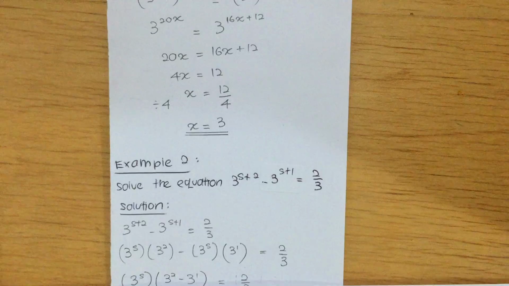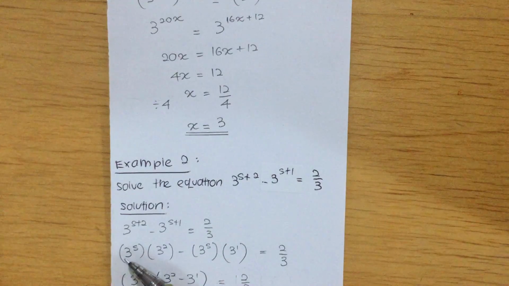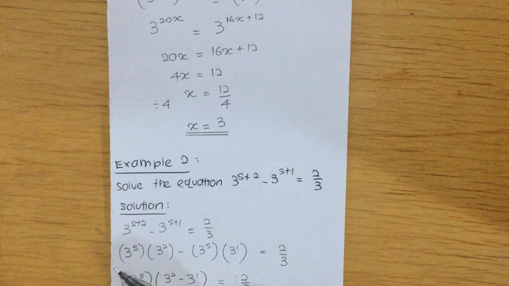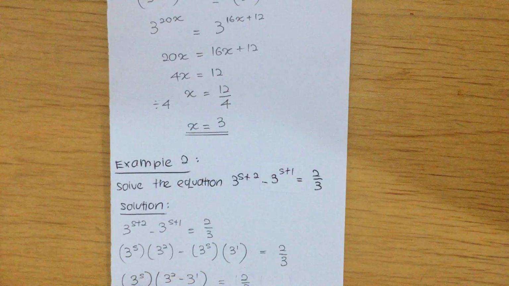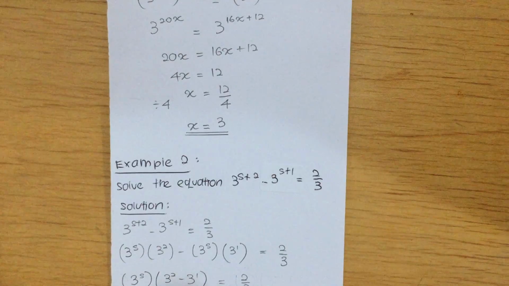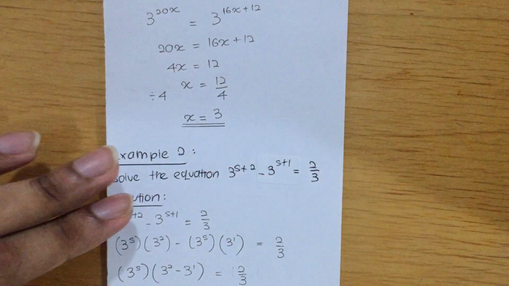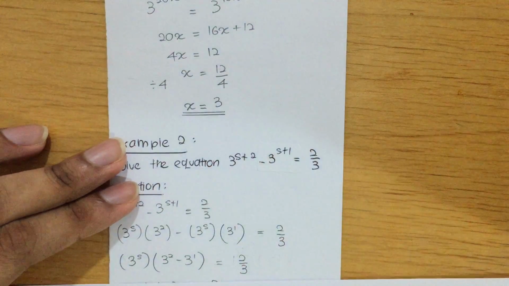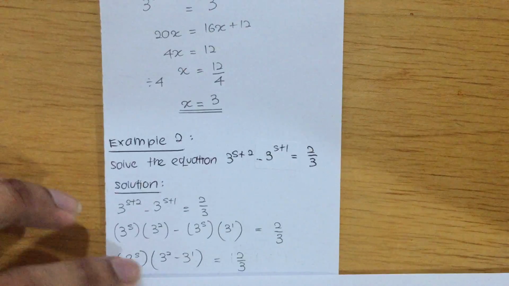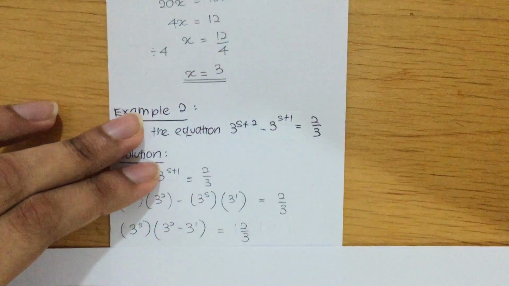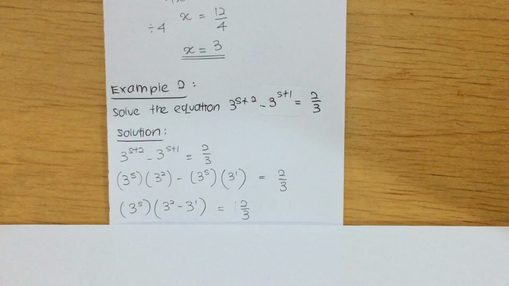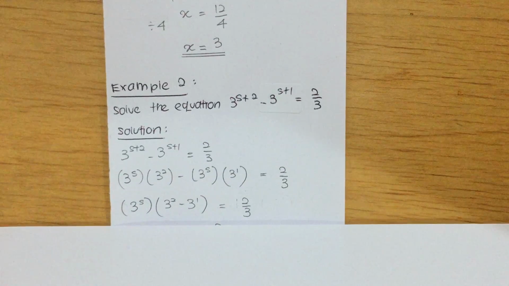Since the 3^s terms are common, we can factor them out. Factor out 3^s, and you should get 3 to the power of 2 minus 3 to the power of 1, which is 9 minus 3. So (9 minus 3) in the bracket times 3^s equals 2 over 3.